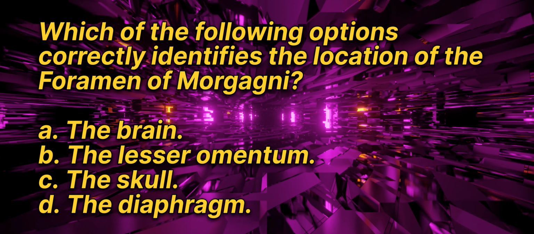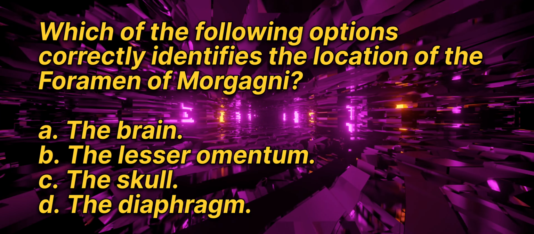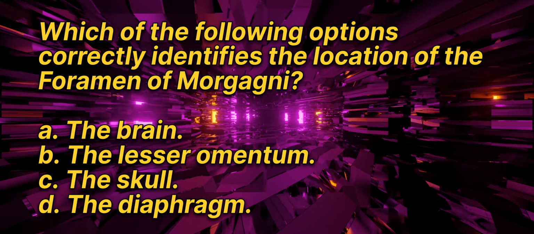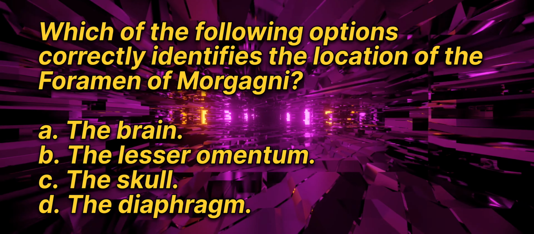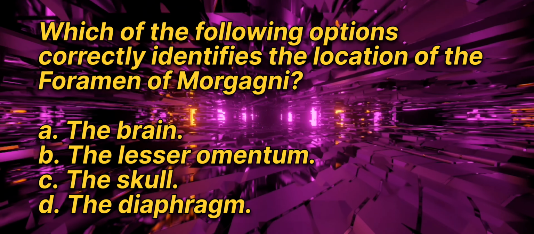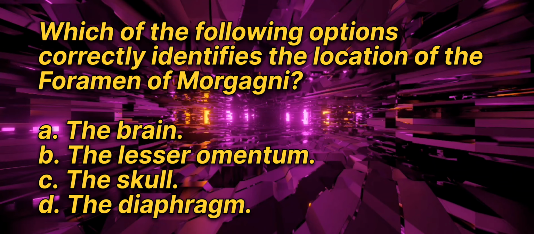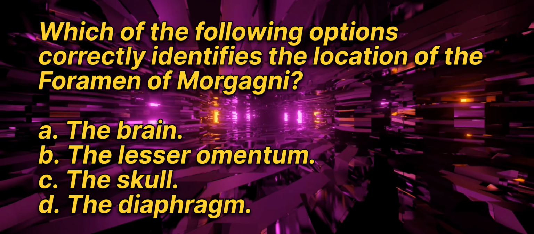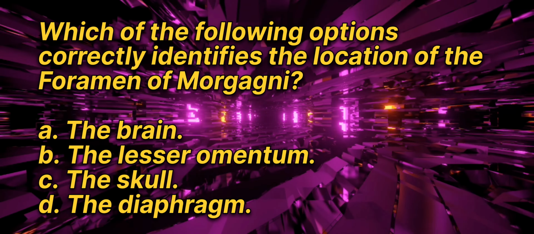Which of the following options correctly identifies the location of the foramen of Morgagni? A. The brain. B. The lesser omentum. C. The skull. D. The diaphragm.